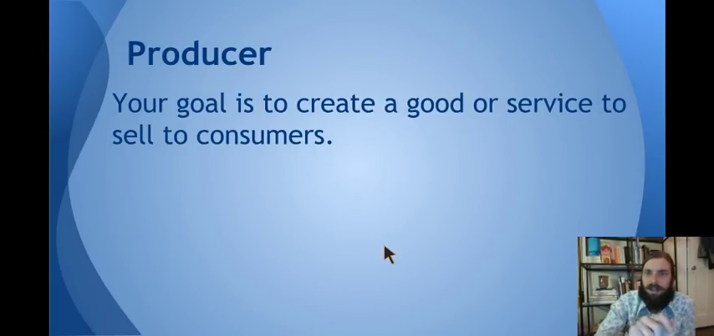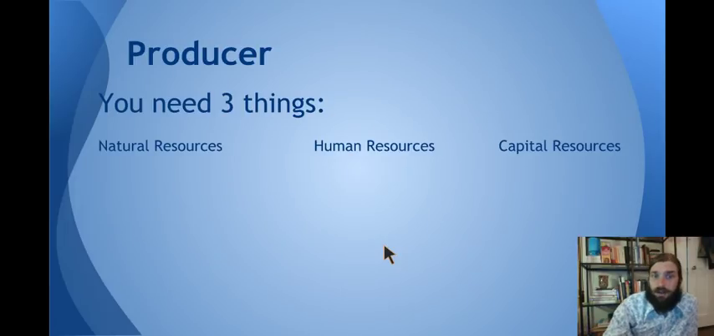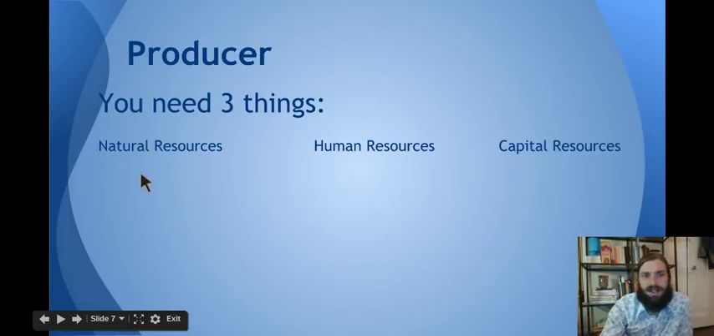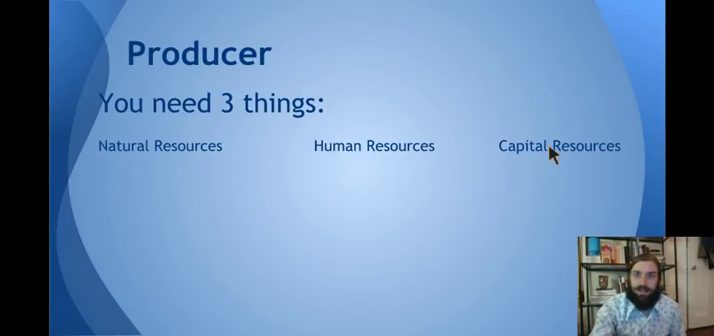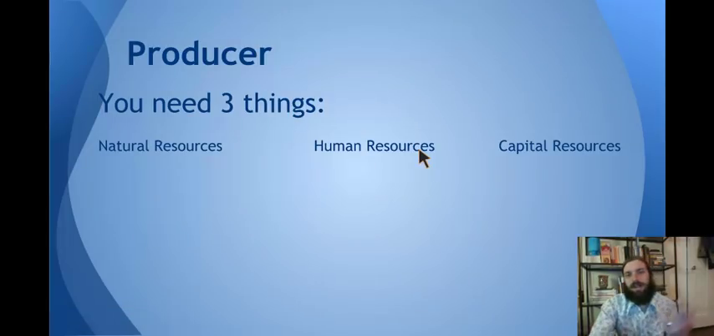So let's look at it from the point of view of the producer first. Your goal is to create a good or service to sell to consumers. You need three things: natural resources, human resources, and capital resources. So natural resources are things that come from nature and are used by humans. The human resources are your workers that will then take that natural resource and make it into a product. And your capital resources are everything else, basically. Your tools and the machines and the buildings that you use to turn your natural resources into products that you can sell.